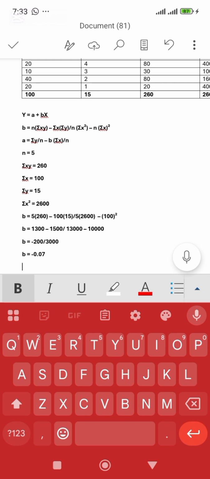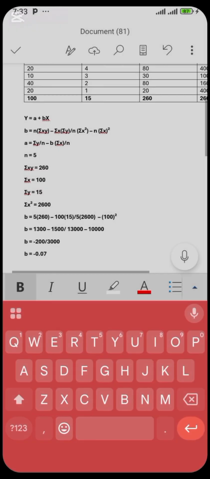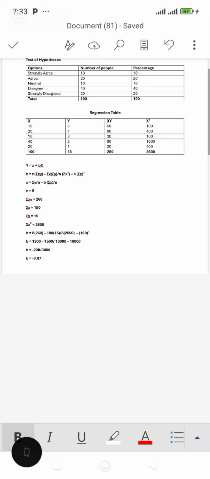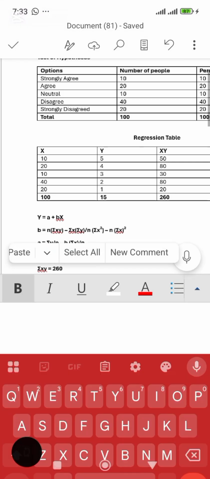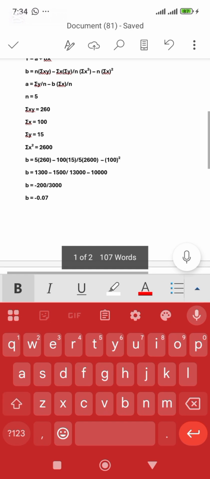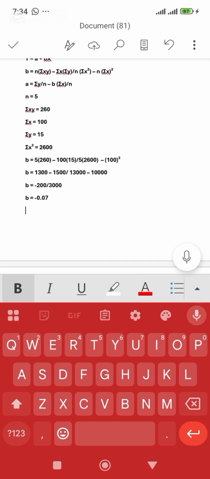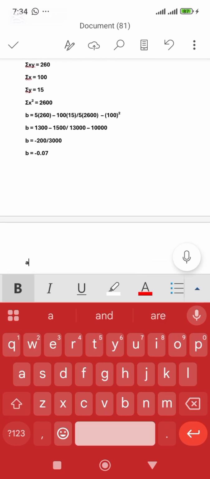So now that we've gotten B, we'll switch to our A. Now I want to find A. Remember what A said there? A said that, and so we continue, so we want to just do the A once and for all. A equals, from the formula of A, summation y.